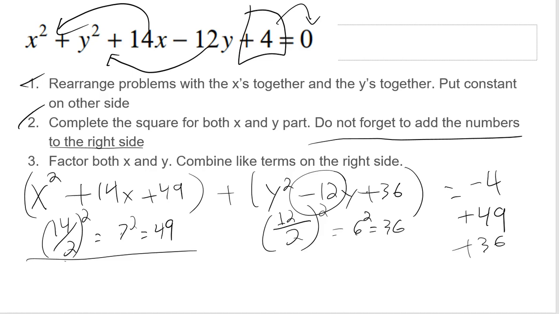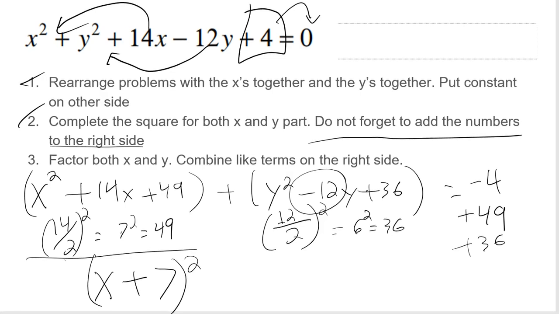Now let's just factor both x and y. Okay. So I'm going to factor this just like we did before. So it's going to be x. This is a positive 14, so I'm going to do a positive number. Half of 14 is 7. Then we're going to square it. Over here we have a y. 12 is negative, so I'm going to put a negative. And half of 12 is 6.